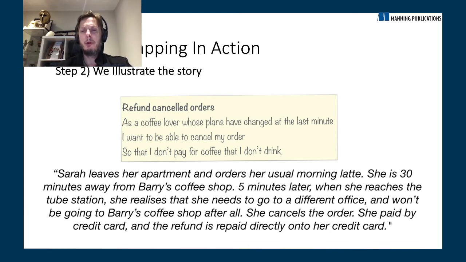So here we've got Sarah, who leaves her apartment. She orders her morning latte. She's 30 minutes away from Barry's coffee shop, but 5 minutes later, she realizes that she needs to go to a different office. So she won't be going near Barry's coffee shop, so she cancels the order. So she's 25 minutes away, and she cancels the order. She pays by credit card, and the refund gets refunded directly onto her credit card.